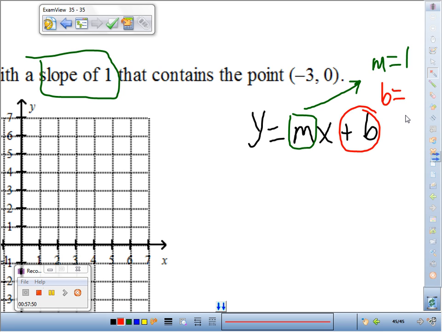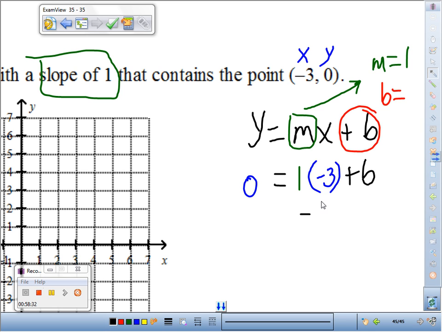And what is our y-intercept? We don't have one. But what we do have is an x value and a y value. So pay attention to this one. So y is 0. X is negative 3. What other information do they give us? The slope is 1. And that's it, right? I bring the equal sign down, I bring the plus b. So that means out of all this, the only thing that we don't have a value for is b. Is that correct? So let's solve for b.